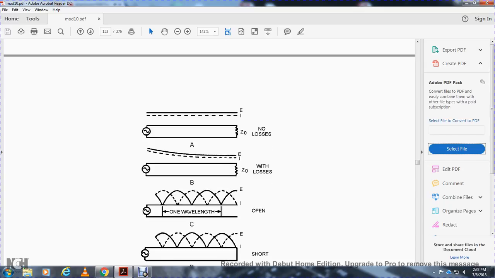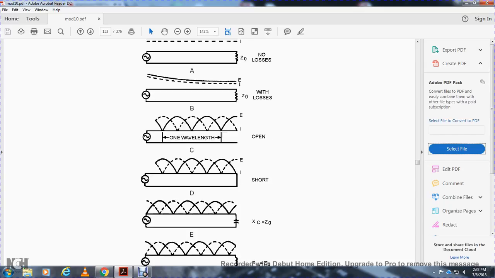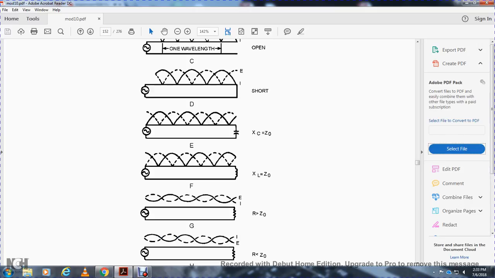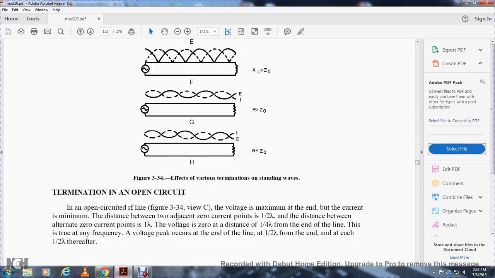No losses, with losses, open and one wavelength to shorted, and inductive capacitance equal to the impedance. Inductive reactance equal to impedance, and resistance is greater than the impedance. Resistance less than impedance. Termination of an open circuit.